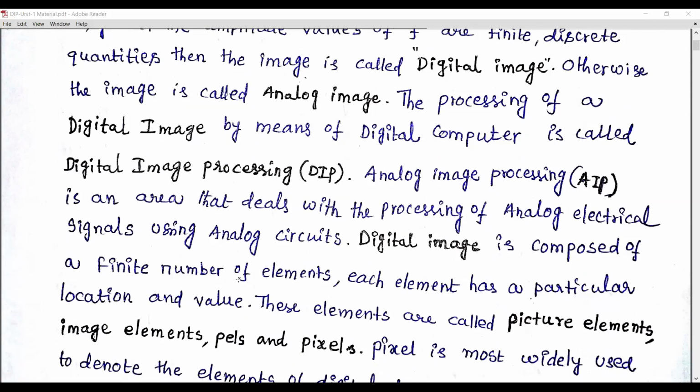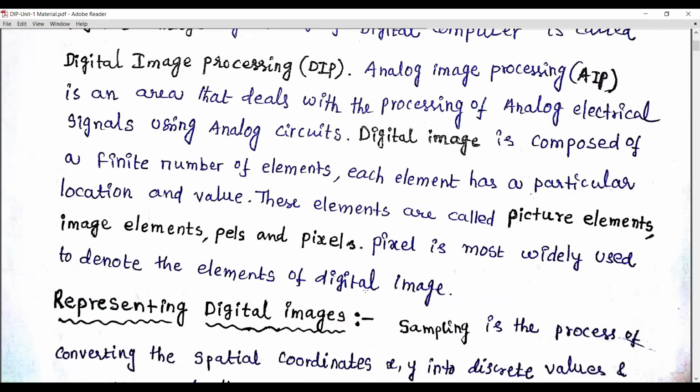So a digital image is composed of a finite number of elements. This is a very important point. Each element has a particular location and value, and the location of each element is x comma y. These elements are called picture elements, image elements, pels, and what we are calling pixels. So pixels are nothing but elements of an image. The more the number of pixels, the better will be the quality of an image.